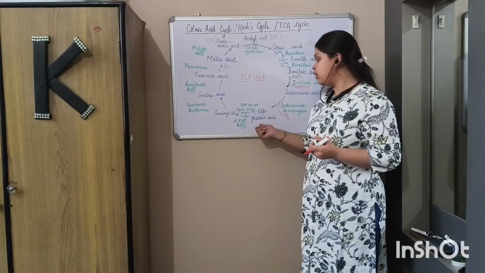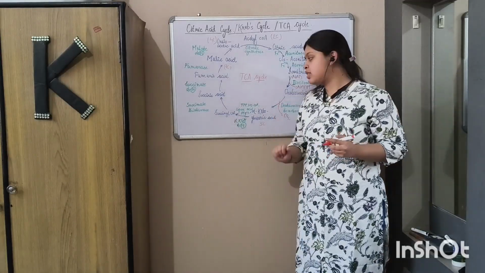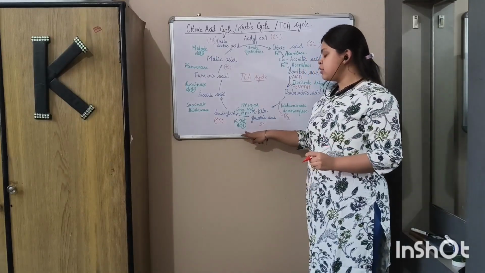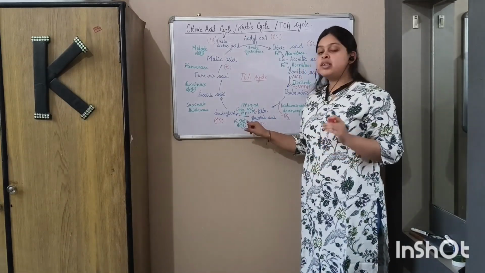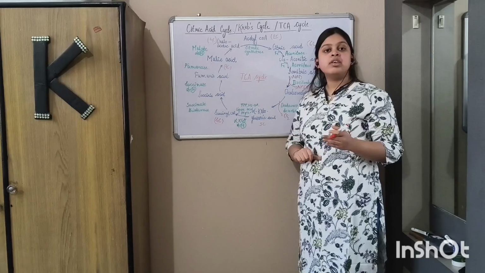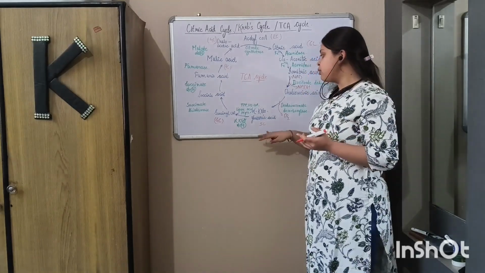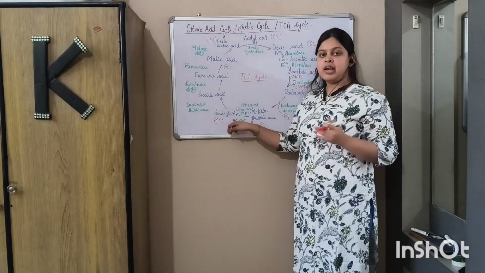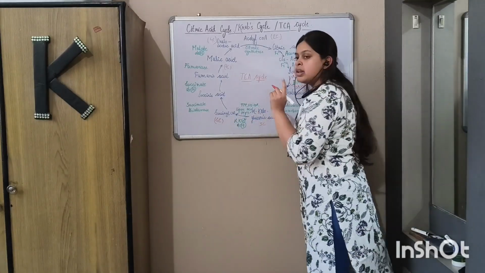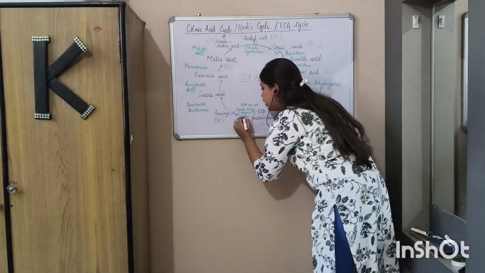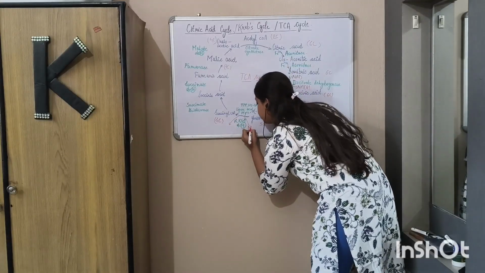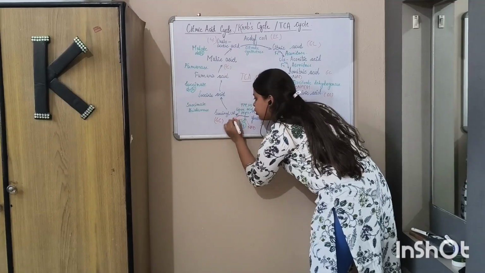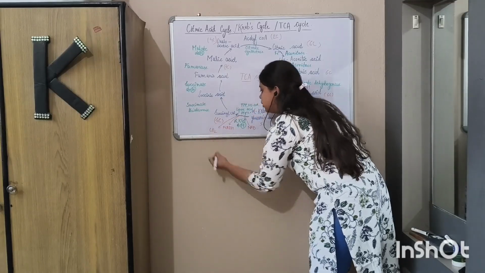Alpha-ketoglutaric acid will again convert into succinyl coenzyme A, which is a 4-carbon compound. The enzyme used is alpha-ketoglutarate dehydrogenase. This is an oxidative decarboxylation reaction. Why? Because alpha-ketoglutaric acid oxidizes into succinyl coenzyme A, and in the process, one CO2 molecule is eliminated. So, again, an NAD molecule is converted into NADH, and one CO2 molecule is also eliminated.